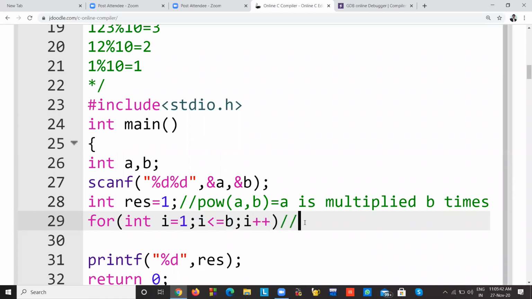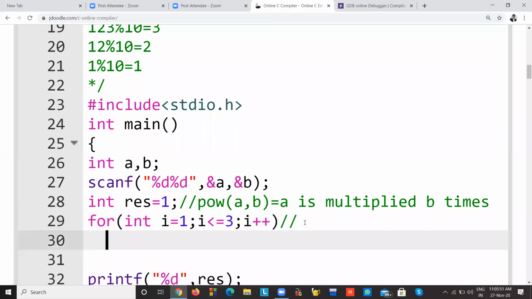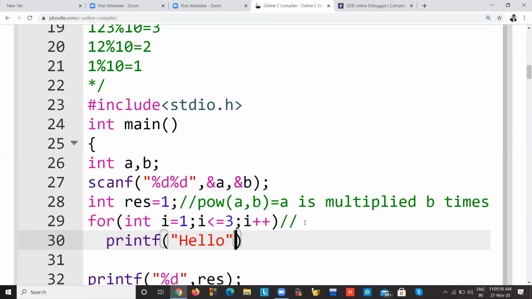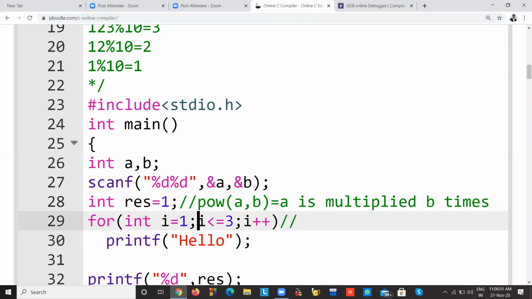Assume that b is 3 here. Let's write it here. The body of the loop is only one line. Now i is equal to 1. That is why I say interact; if you guys interact, I can understand you already know this, right? So 1 less than or equal to 3, true. Then hello is printed. Then i becomes 2.